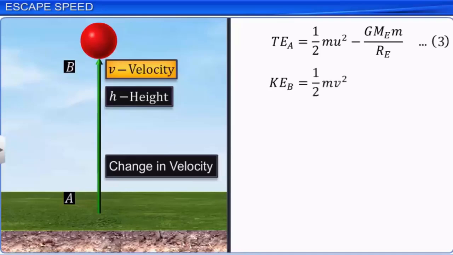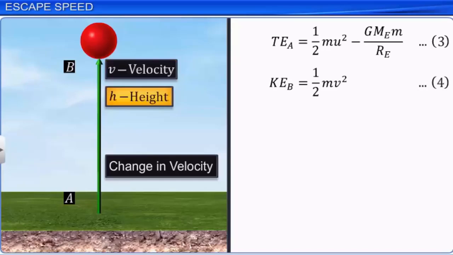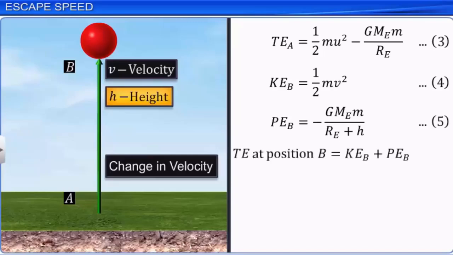The potential energy of the Earth-body system when the body is at height h is denoted by the equation PE is equal to minus GMEM divided by RE plus h. Let this be equation 5. Thus, the total energy of the body at position B is expressed as the sum of equations 4 and 5. Let this expression be equation 6.